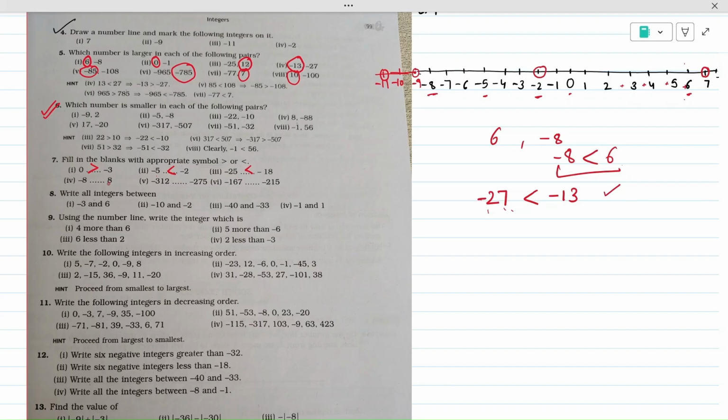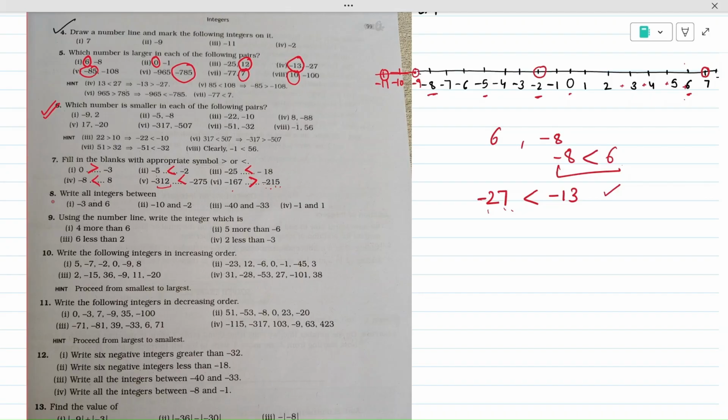Between minus 8 and plus 8, 8 is positive, so it will always be greater than the negative number. Here minus 312 and minus 275, so this number has the greater value, right? But it is negative, so it will be smaller. Similarly here, minus 205 and minus 167, minus 215 is greater, but it is negative, so it will be smaller. Okay, so like these we have to do the questions.